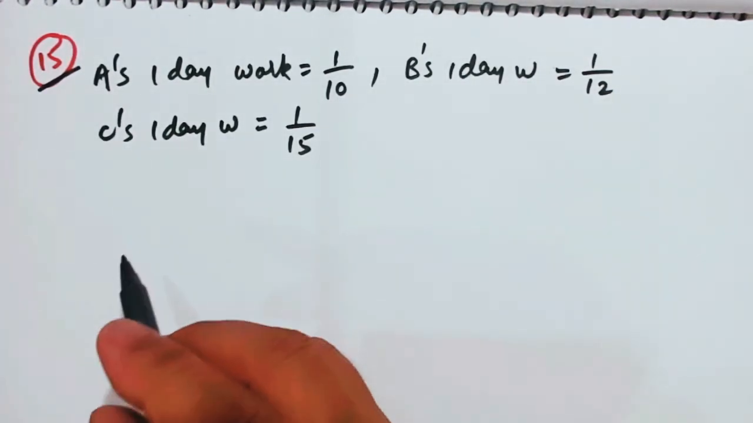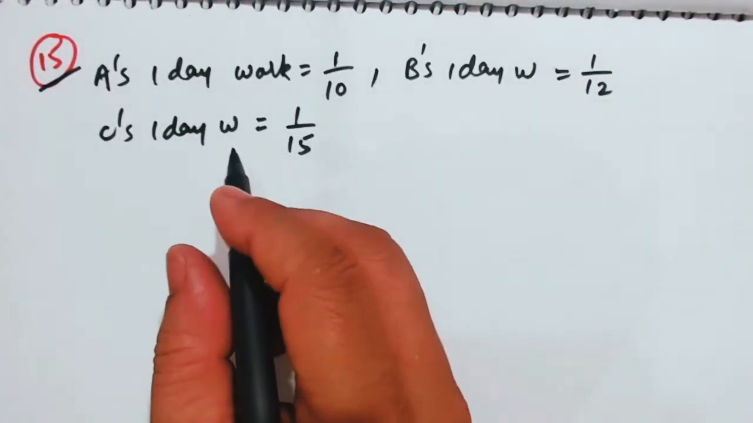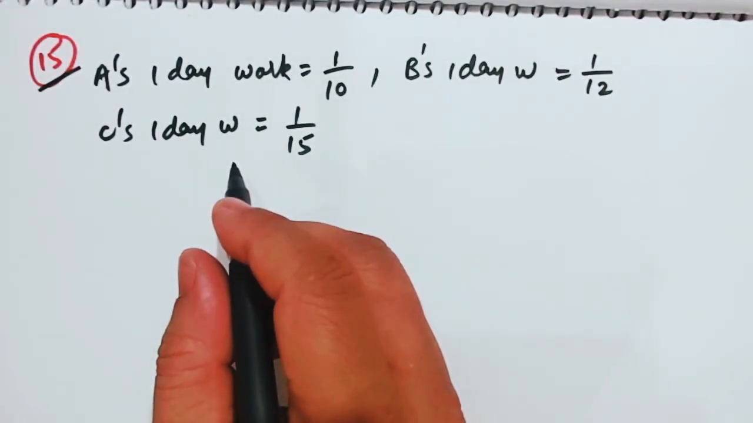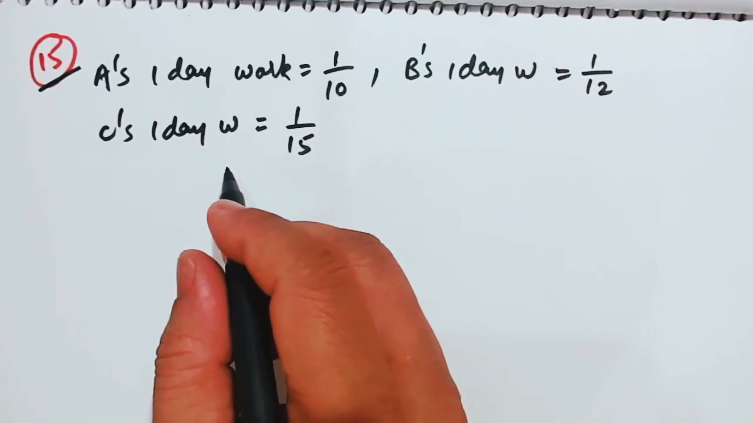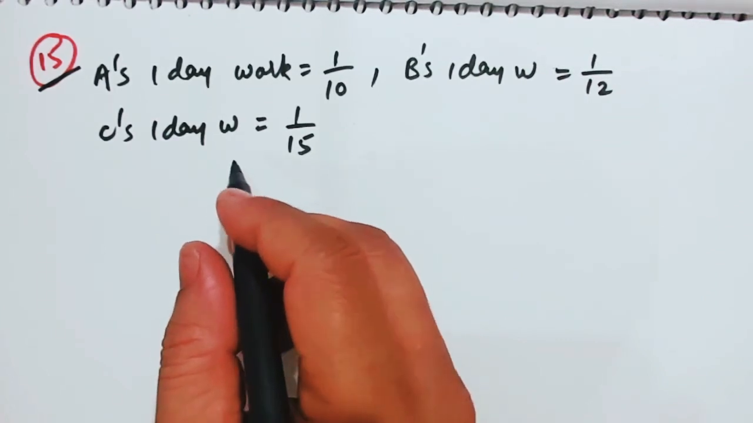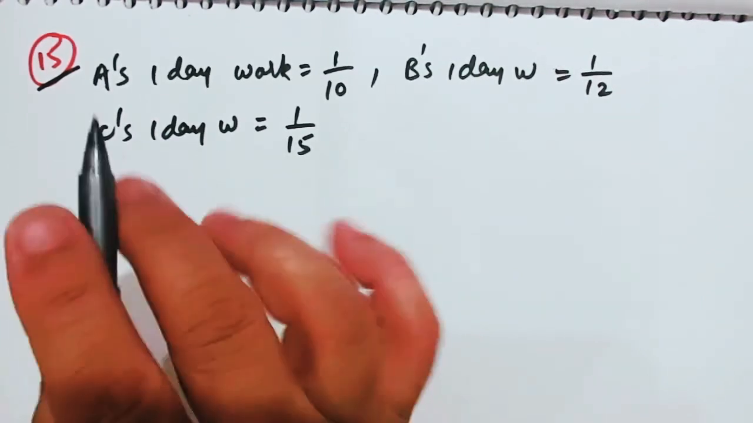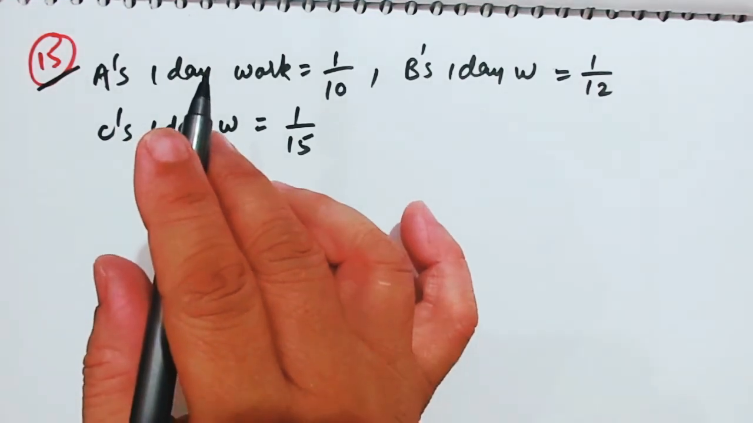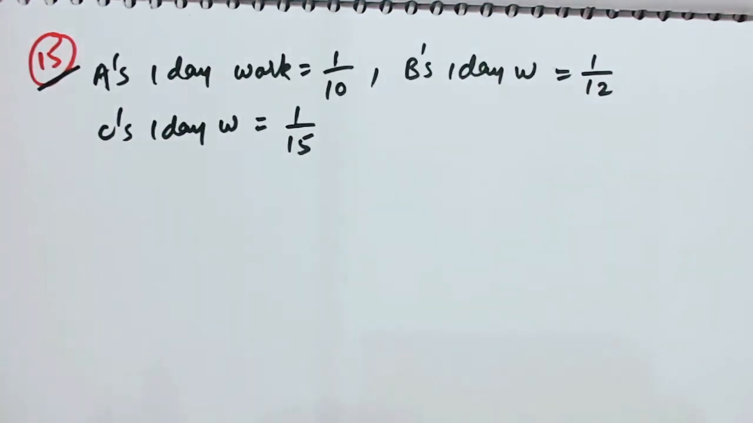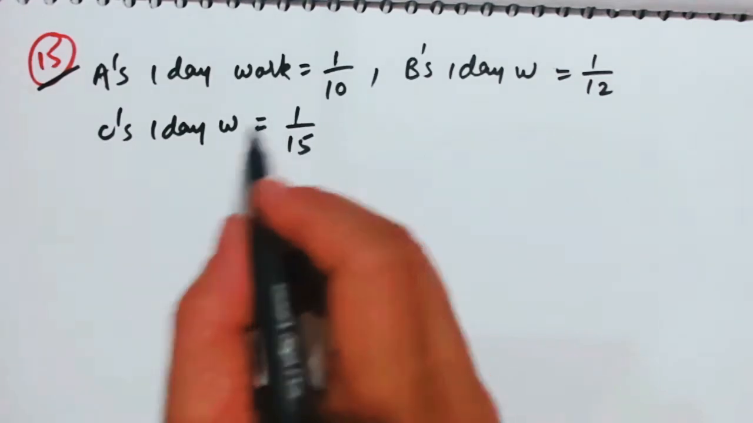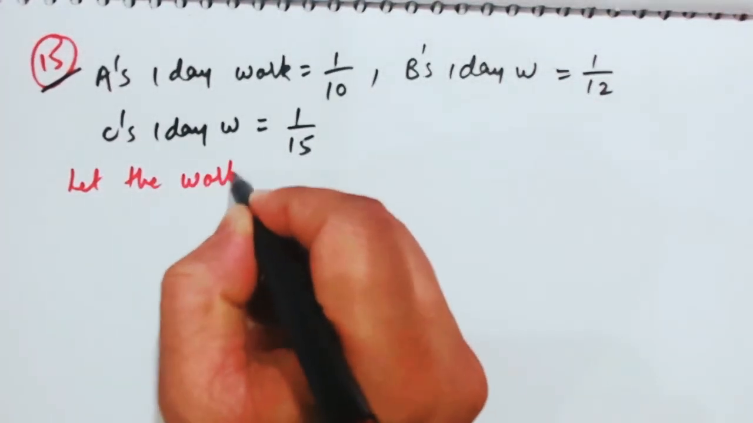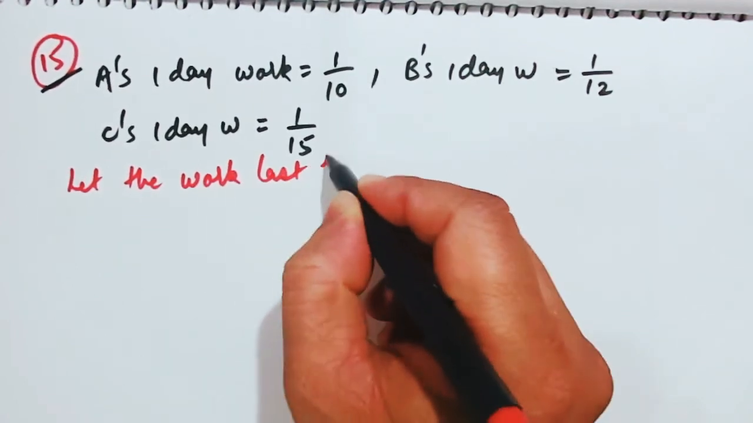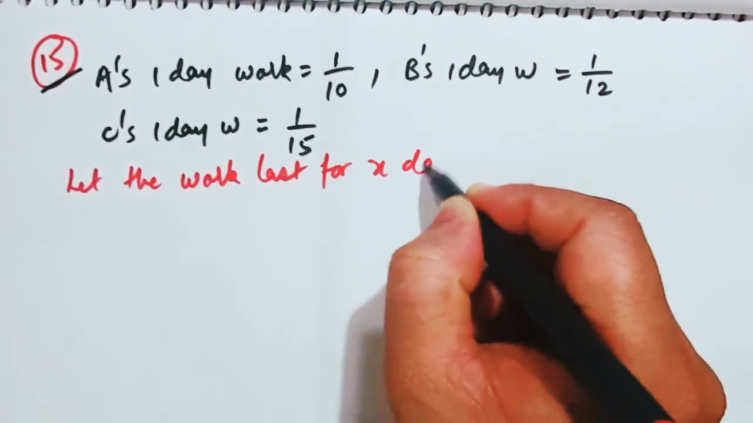All begin together. So when all will begin together, but A leaves the work after 2 days and B leaves 3 days before the work is finished. Try to understand this. Okay, so 1 minute. Let the work last for X days.